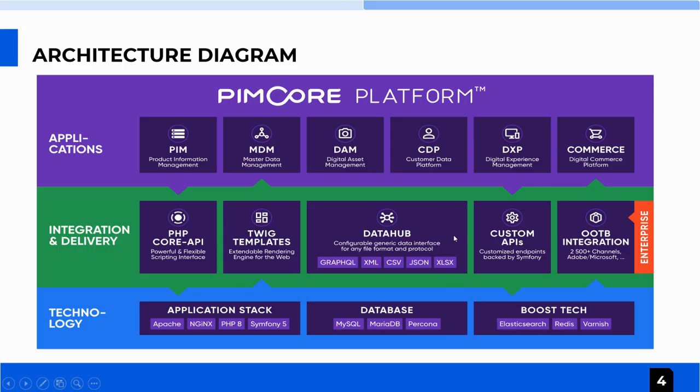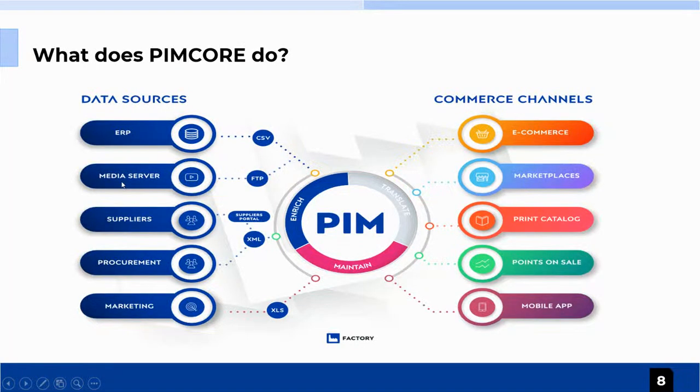This is the simple flow chart with Pimcore. What does Pimcore do? You can easily check it here. Basically, three types of activity are done with Pimcore. Enrich: you can enrich this type of data. Then you can maintain the data. After maintaining the data, you can translate the data.